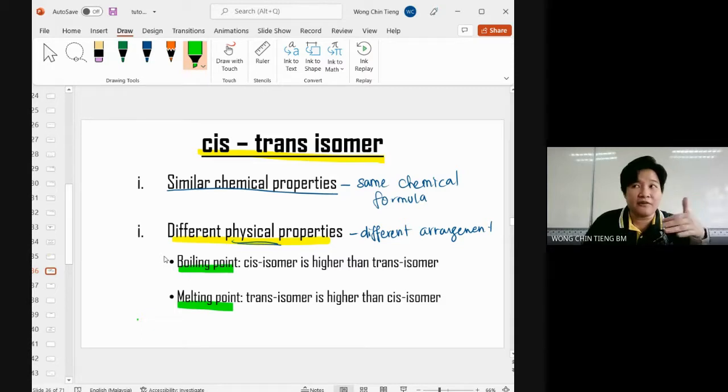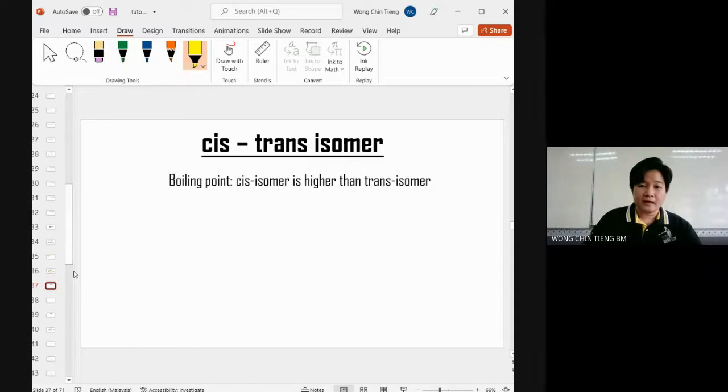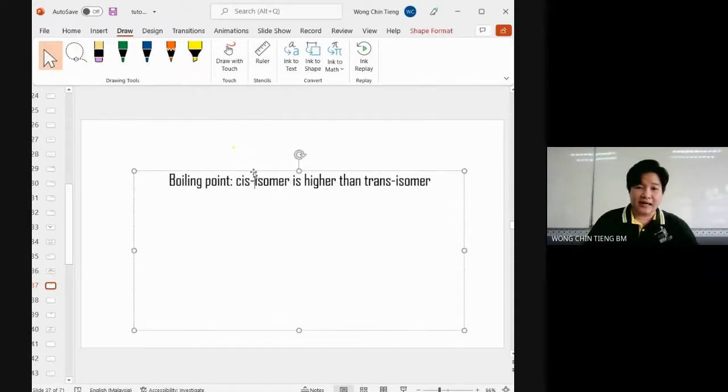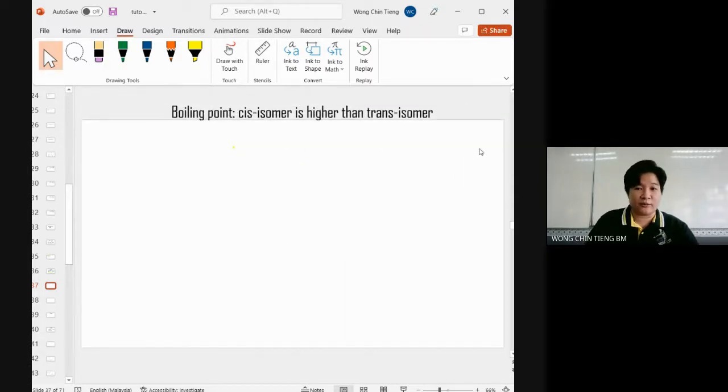They have different arrangement. That's why you have a different physical property. And the physical property that we will talk about is your boiling point and your melting point. Dua benda. And the tricky part is boiling point, cis isomer is higher. But in the melting point, the trans isomer is higher. So we are going to look at why the cis isomer is higher in the boiling point, why the trans isomer is higher in the melting point.